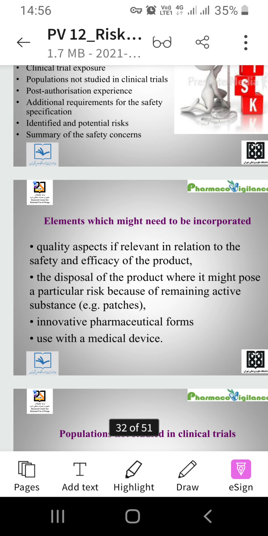Elements which might need to be incorporated: quality aspects, if relevant in relation to the safety and efficacy of the products. The disposal of the product where it might pose a particular risk because of remaining active substance, for example, patches. Disposal of the product. And innovative pharmaceutical forms and also use with a medical device.